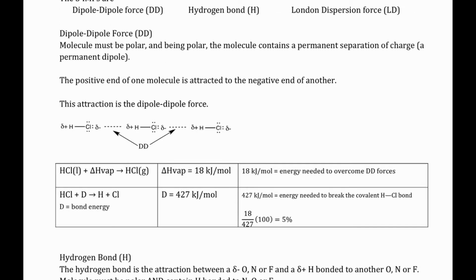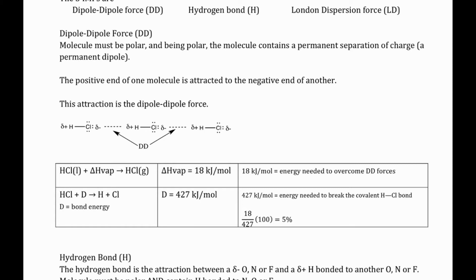For this one, the molecule must be polar, and being polar, the molecule contains a permanent separation of charge, a permanent dipole. So the electronic dipole is the separation of charge. If it's permanent, it means the molecule always has that. And a polar molecule always has that permanent separation of charge. So to be an IMF type that's dipole-dipole, the molecule must be polar.